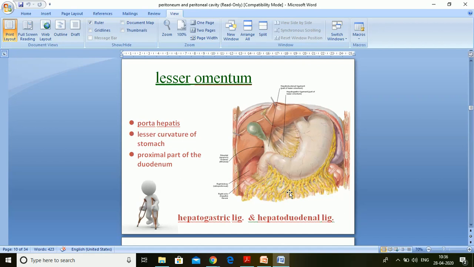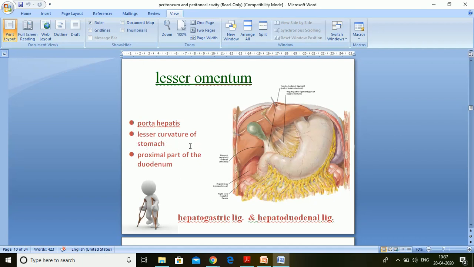Next, coming to the location, here is the lesser omentum, a translucent material that connects the lesser curvature of the stomach with the liver. This is the gallbladder to which it is attached. The porta hepatis is a structure seen on the inferior surface of the liver, which contains the hepatic artery, portal vein, and the bile duct.